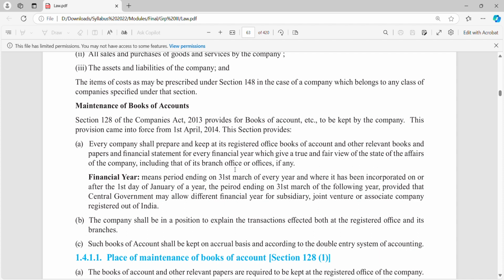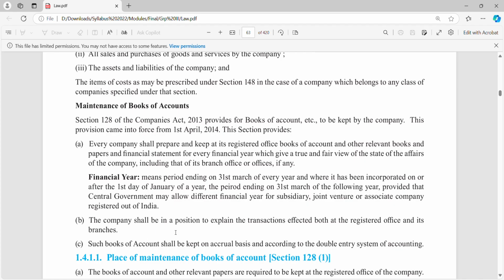Financial year means the period ending on 31st March of every year, and where a company has been incorporated on or after the first day of January of a year, the period will be the following year. So what is a financial year? It is the year ending on 31st March of every year, beginning on the first day of April. Where it has been incorporated on or after the first day of January, the period will be the following year. So they have mentioned the financial year.